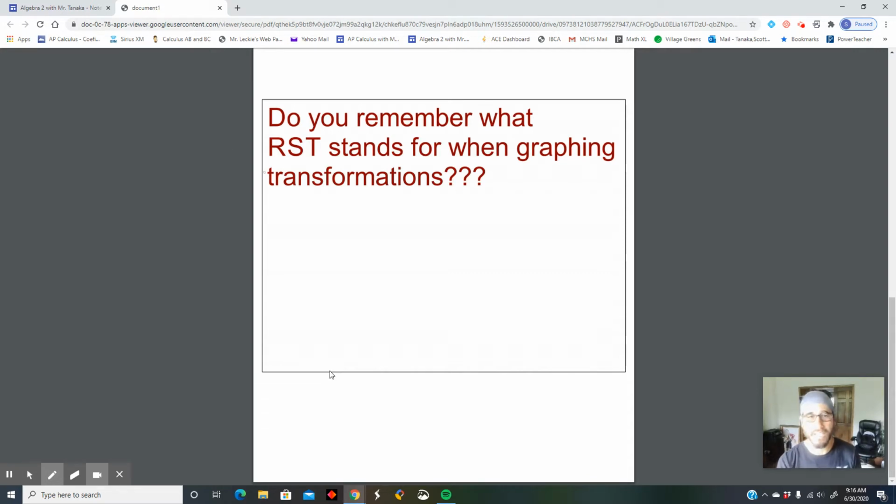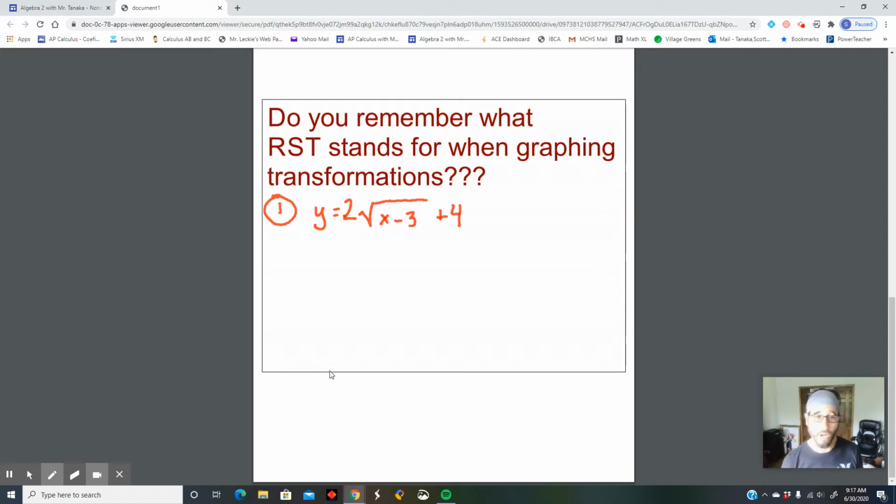So we're just going to do some examples here together. All right, here we go. Number 1. Let's do y equals 2 times the square root of x minus 3, and then let's go with a plus 4. Remember, whenever we're graphing in this class, in Algebra 2, even going into pre-calculus next year, a great way to do these graphs is we do RST.